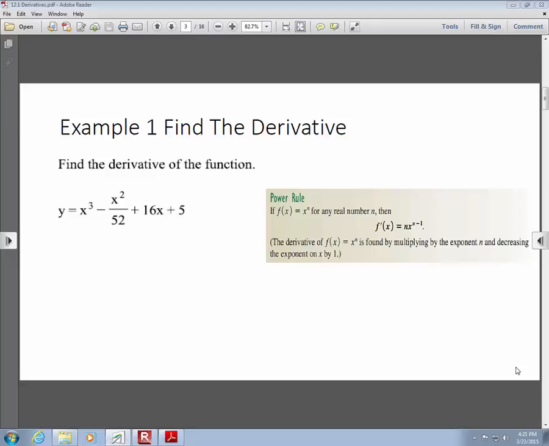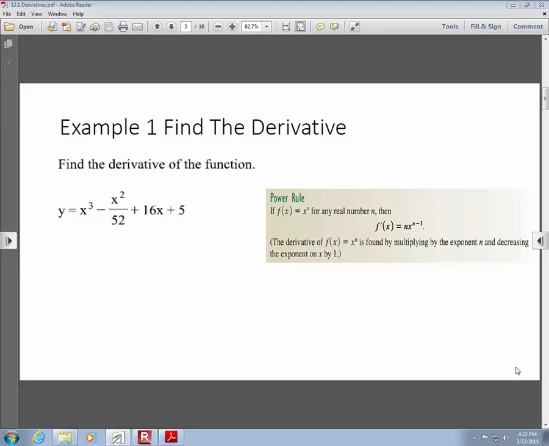The power rule says, take this number, drop it right here in front of the x. So it's going to be 5x, and then subtract 1 from that exponent. What's 5 minus 1? 4. Therefore, f prime of x is equal to 5x to the 4th. The prime means derivative. This little symbol here means I took the derivative of the function. So that's what the power rule is saying. It is found by multiplying by the exponent n.